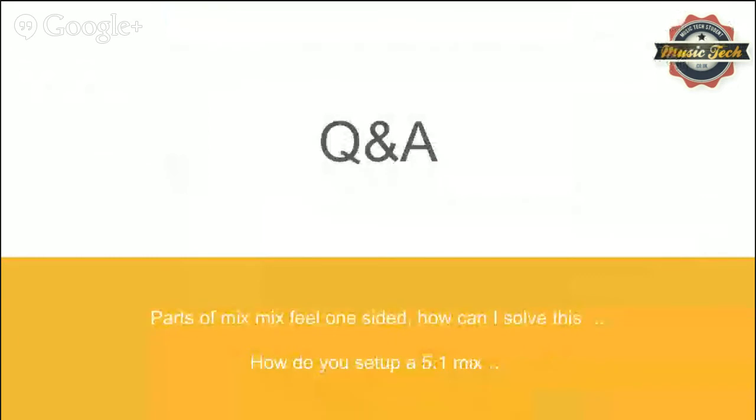Okay, nice whirlwind tour. Not a massively long one tonight, but we do have a couple of questions, and hopefully I've covered one of those, which is the first one. Parts of my mix feel one-sided. How can I solve this?